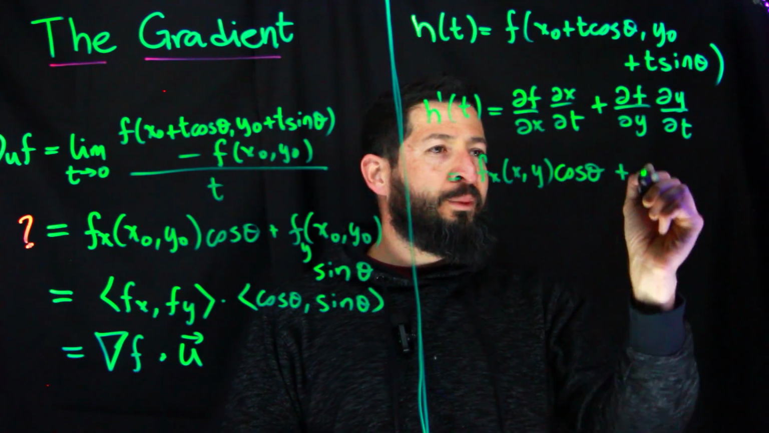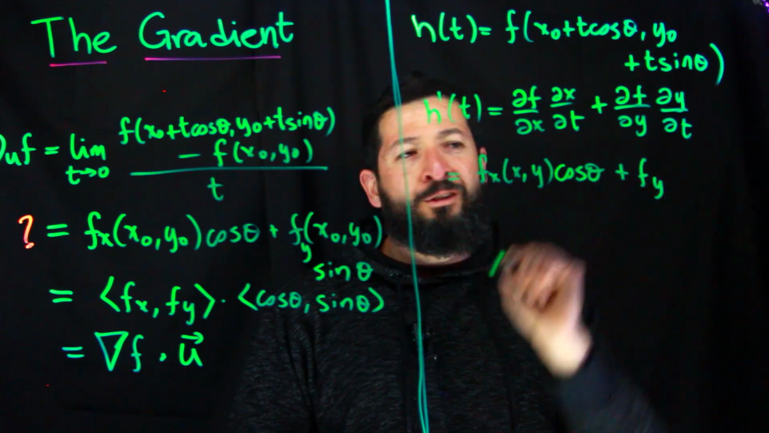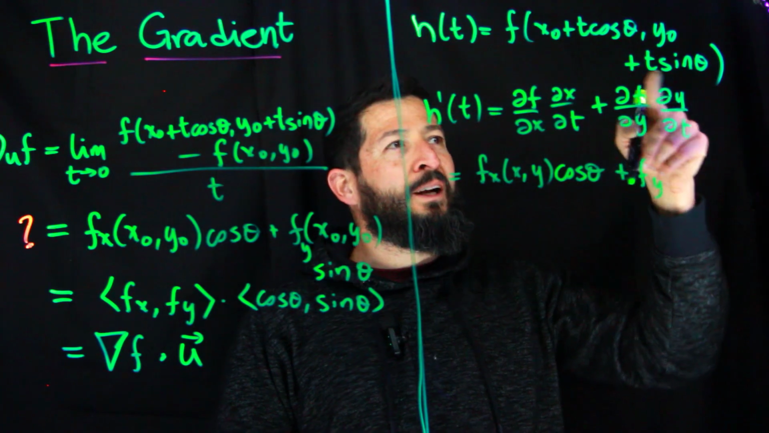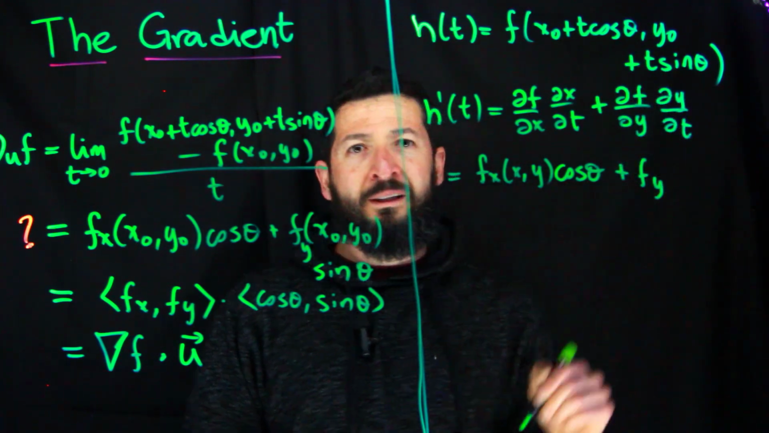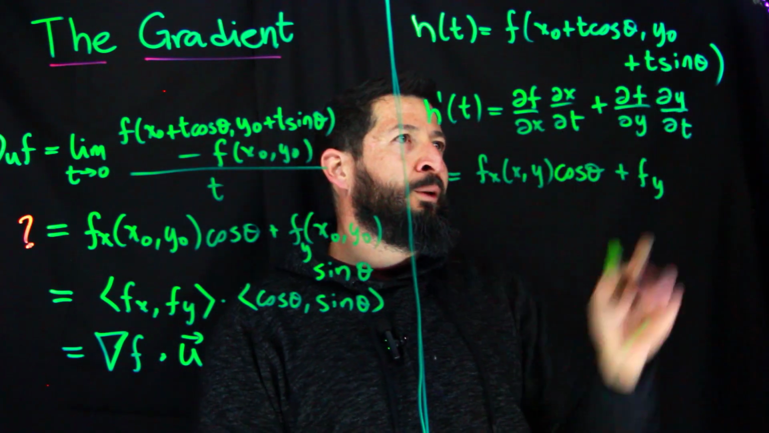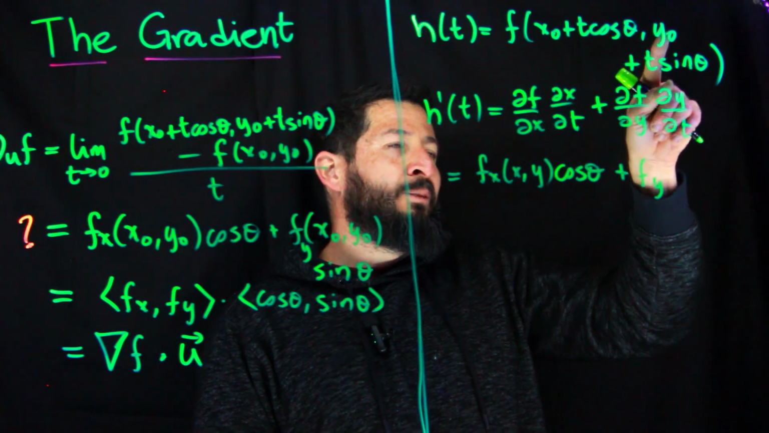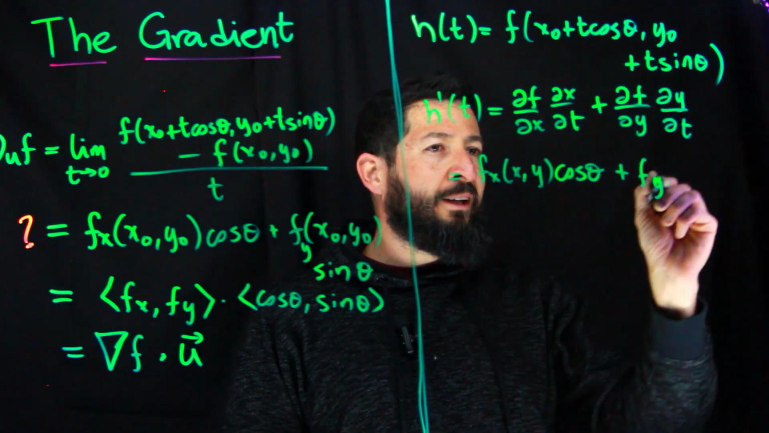And then here is going to be fy at x comma y, but just to fit everything, I'm going to go ahead and not put in the x, y's and take the derivative of the y coordinate. So the partial of y with respect to t is just going to be your sine of theta.